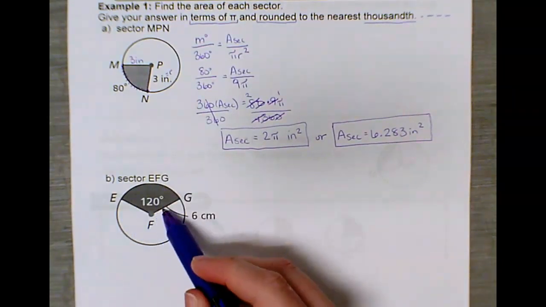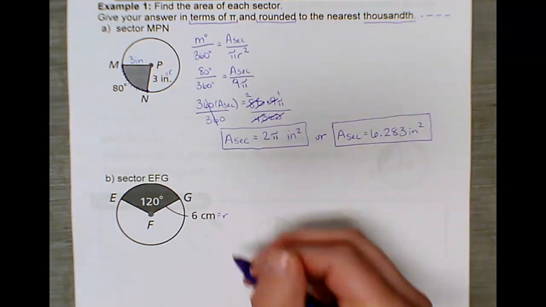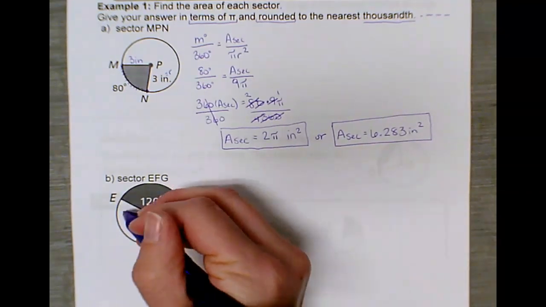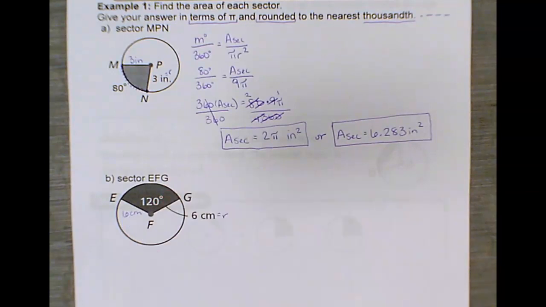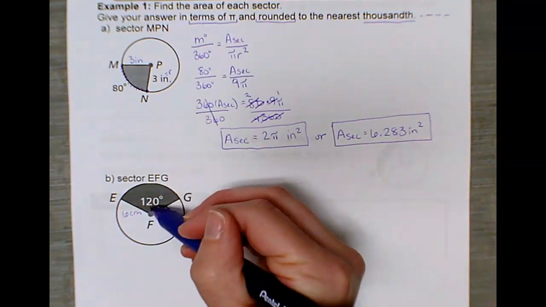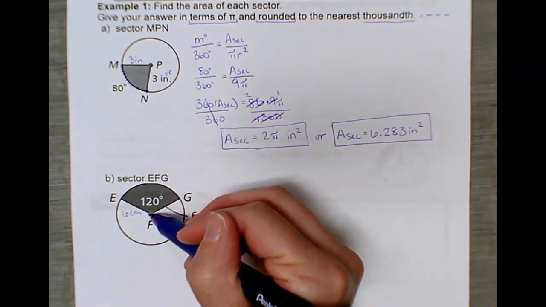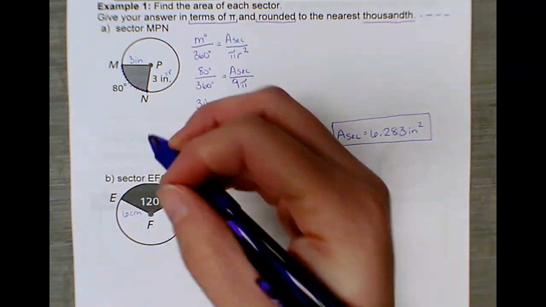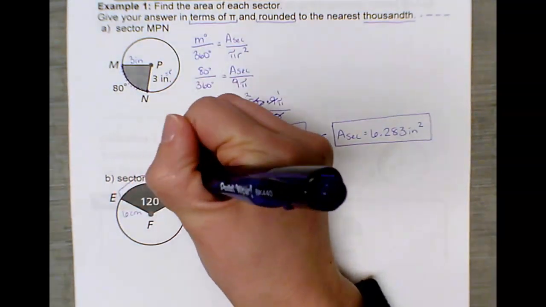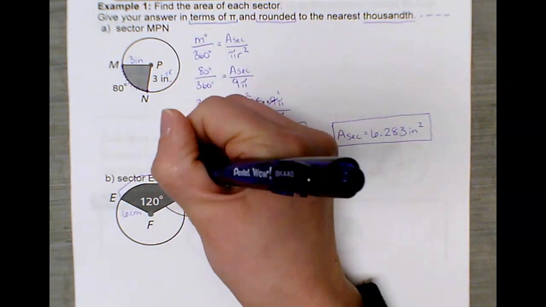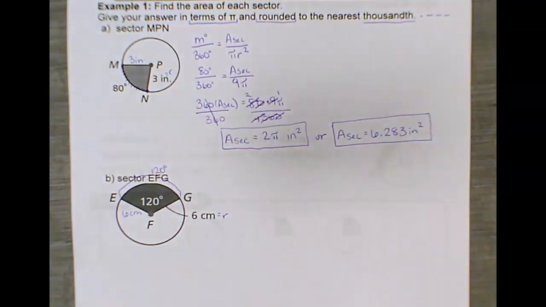I notice that this radius is 6 centimeters. This radius over here is also 6 centimeters. The radii are the same distance. This angle measures 120 degrees. It's a central angle because its vertex is at the center. That means that its intercepted arc has the same measure as the central angle. So this is also a 120 degree arc.